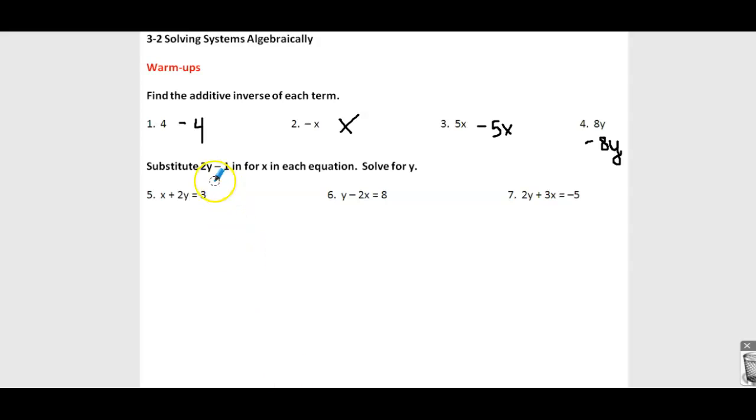So what we're doing is substituting 2y minus 1 in for x. So everywhere you have an x, you're going to replace it with 2y minus 1.